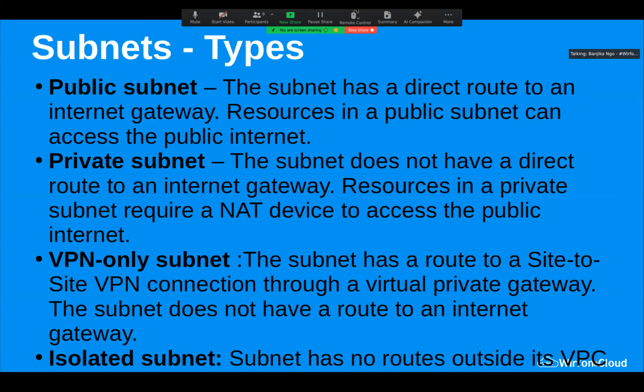There are other subnets that you may hardly hear mentioned, like a VPN-only subnet, and this is just when you are doing a site-to-site VPN connection using a VPN gateway. You have also the isolated subnet. These are subnets that have no routes outside their VPC. Hardly talked about, but you may come across cases where you need them. So that is just a general rundown of the different subnet types that you have in your VPC.